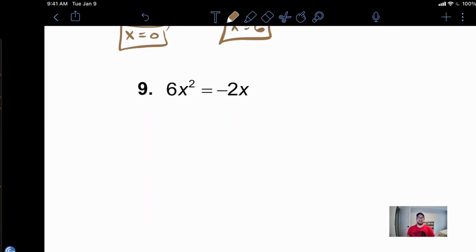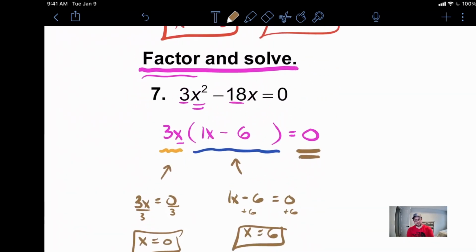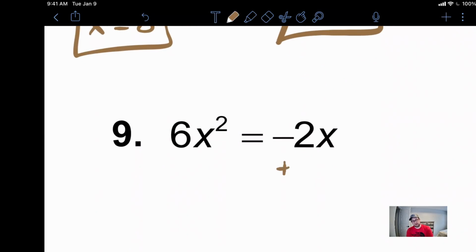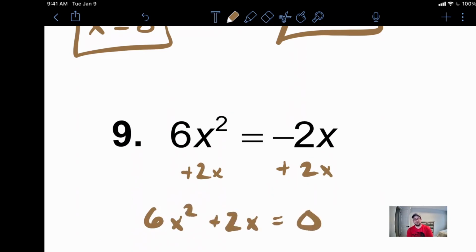Now, number 9 gets a little tricky because everything's not on the same side, right? Remember, we always want to start our factoring process with it equal to 0. So let's pull everything onto the same side. So I'm going to add 2x to both sides so we can start the process. When I do that, I will get 6x squared plus 2x is equal to 0.